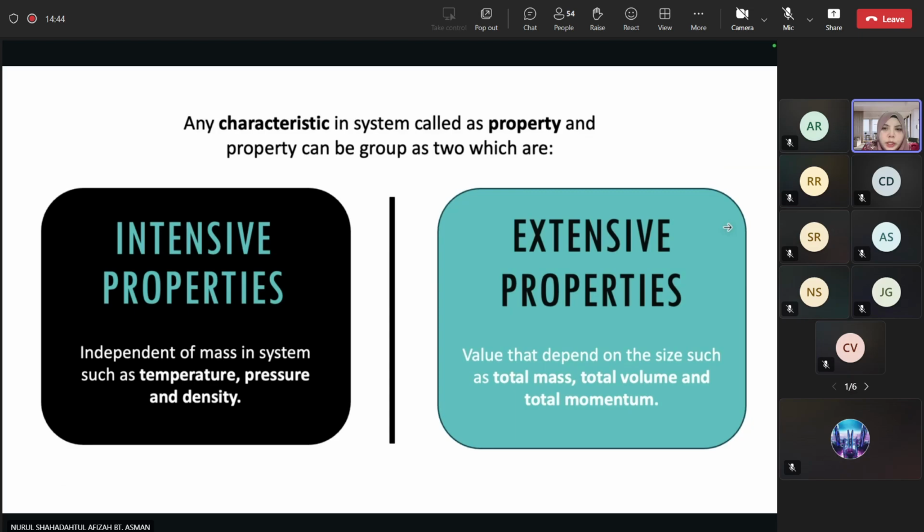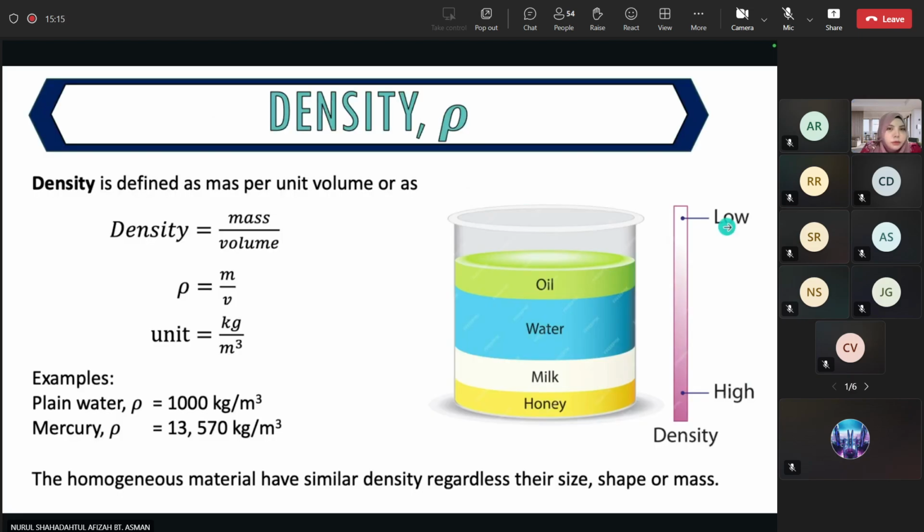There are two types of properties we are going to learn about in the properties of fluid: intensive properties and extensive properties. Intensive properties are independent of the mass in a system, for example temperature, pressure, and density. Extensive properties have values that depend on the size, for example total mass, total volume, and total momentum.